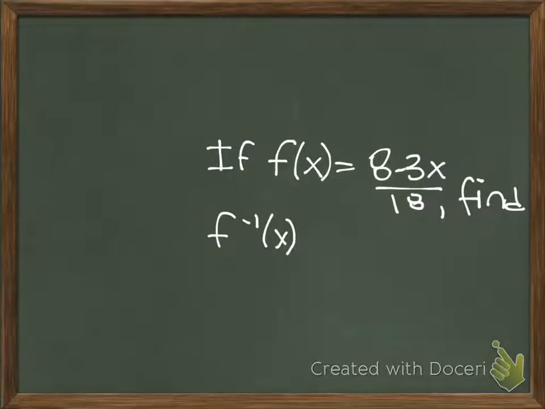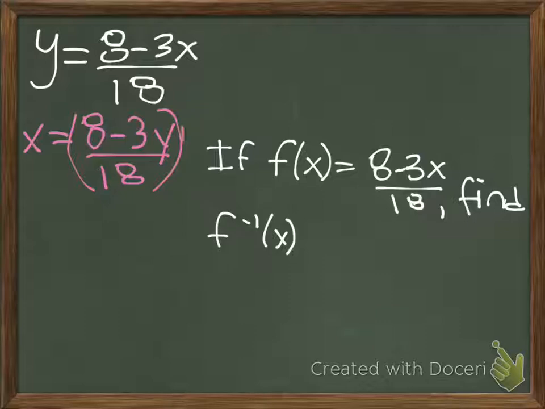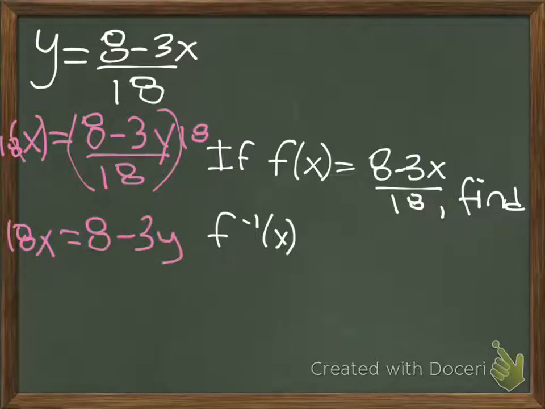Then to find the inverse function, we need to switch our x's and our y's. First we need to make f of x into y. So it's going to be y equals 8 minus 3x over 18. And then we're going to switch our y's and our x's. So x equals 8 minus 3y over 18, and now our goal is to solve for y. So multiply by 18, because it's dividing right now. On both sides, we get 18x equals 8 minus 3y. Getting y by itself, subtract the 8.